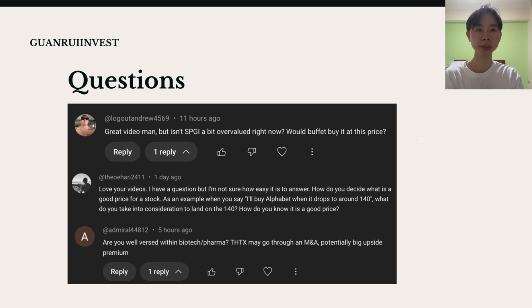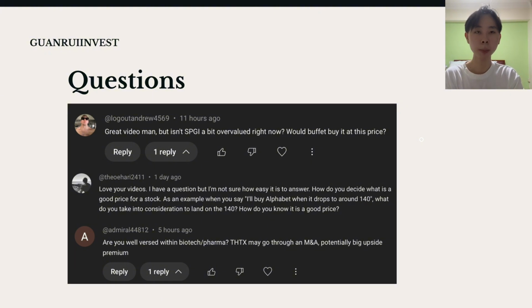So let me address the question. Is S&P Global overvalued? Looking at the price to free cash flow metric, S&P Global is currently trading at around 25 to 28 times price to free cash flow. For the quality of this business, I think it is not extremely overvalued. I have my fair value for S&P Global around $500, which is the current stock price today. So I do think that the stock is around fair value.